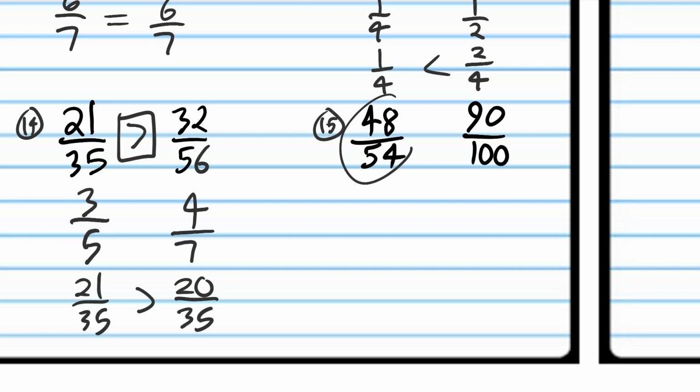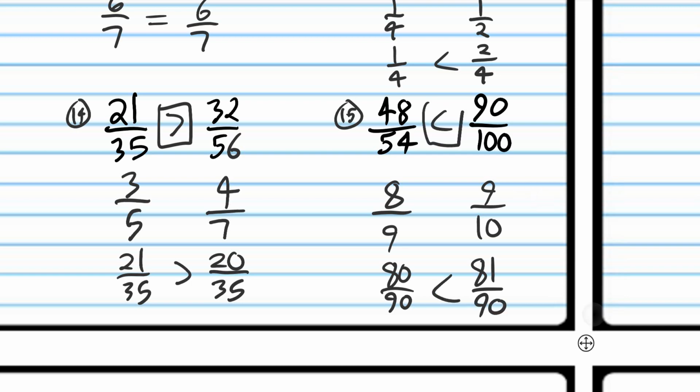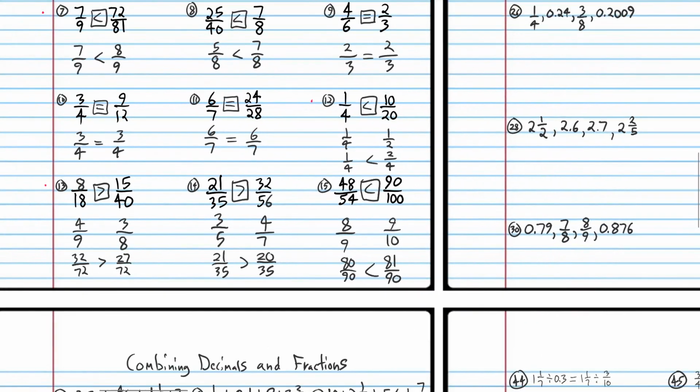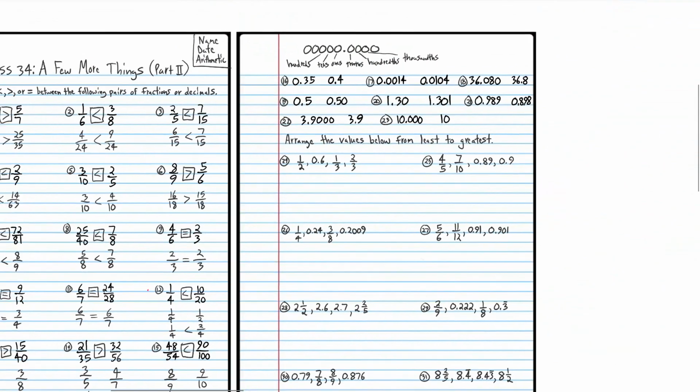All right, we're back. We're going to divide both sides of this fraction by 6 to get 8 over 9, and both sides of this fraction by 10 to get 9 over 10. All right, so we're going to multiply both sides of this fraction by 10 to get 80 over 90, and both sides of this fraction by 9 to get 81 over 90. So we can see that we need a less than symbol. Again, Pac-Man eats the bigger one. All right, so that was comparing fractions using inequalities.